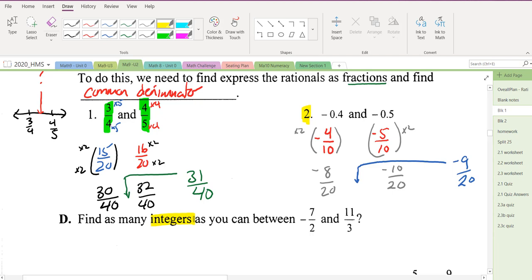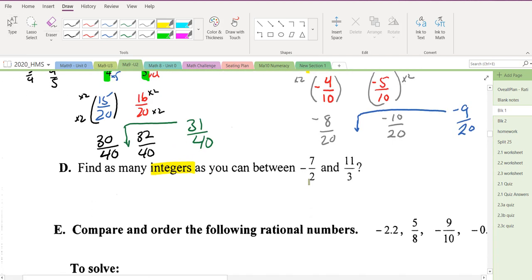Okay. So we want to know what are the numbers in between these two. Let's just figure out what numbers these fractions represent. Can you give me the decimal values of these fractions? What is negative 7 over 2? Grab your calculator. Give me the decimal value. Negative 7 divided by 2 is negative 3.5. Negative 3.5.